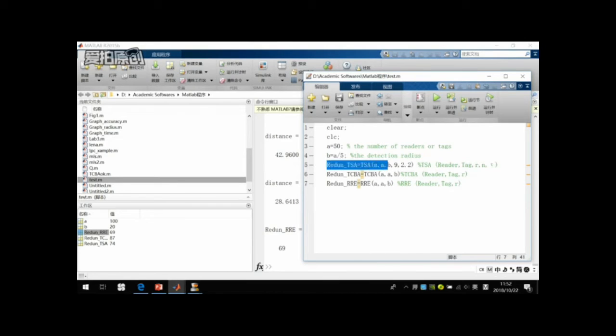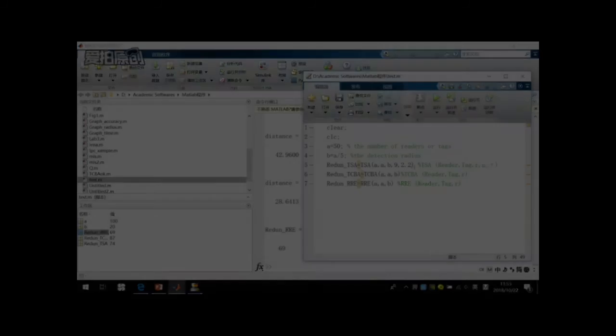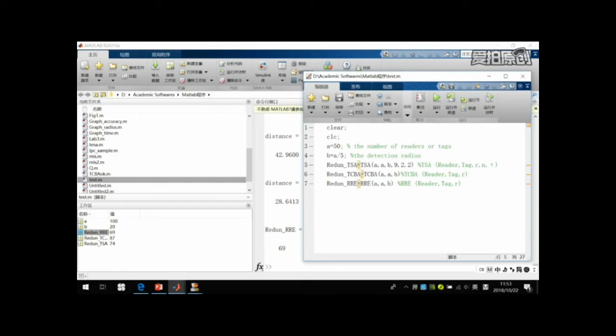For the first algorithm, I adopted the recommended input parameters, which are 9 and 2.2. For the other 2 algorithms, TCB-RE and TSA, their input parameters are the same. Okay, let's run it.